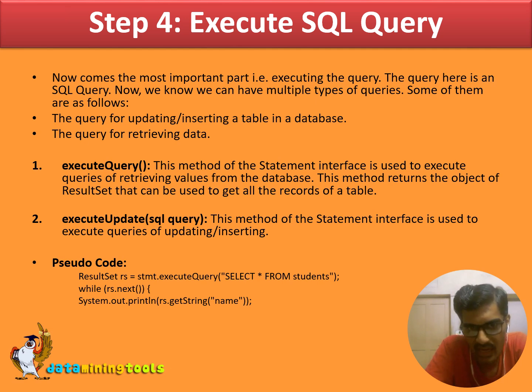So the result set RS stores all the records that are executed with the SQL query select star from students, and then while rs.next, you iterate in the result set and print out, with System.out.println, you print out get string name. So all the students data is displayed from the result set. Next, so this is very simple.